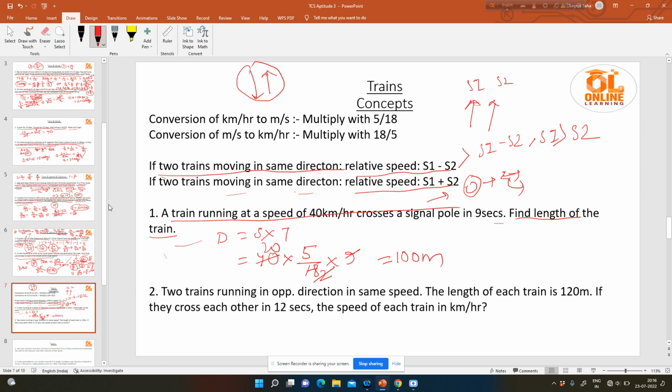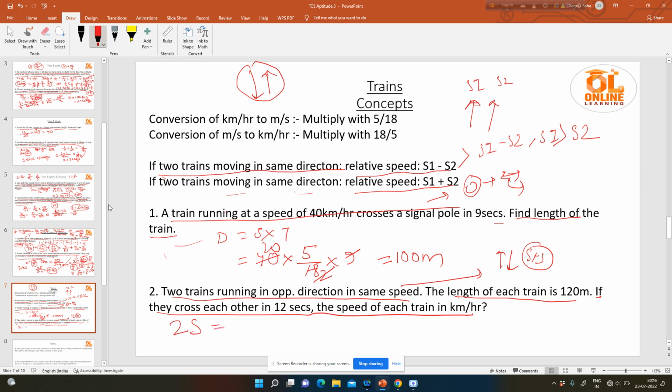Easy. Now it is saying two trains are running in opposite directions at the same speed. The length of each train is 120 meters. If they cross each other in 12 seconds, find the speed of each train in kilometer per hour. When they are moving in opposite directions, their speeds should be added, right? And it is given they have the same speed, so we can write it as 2s.